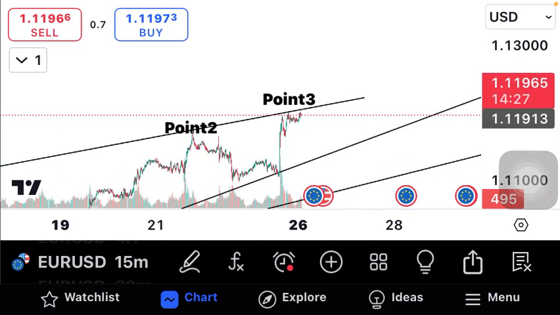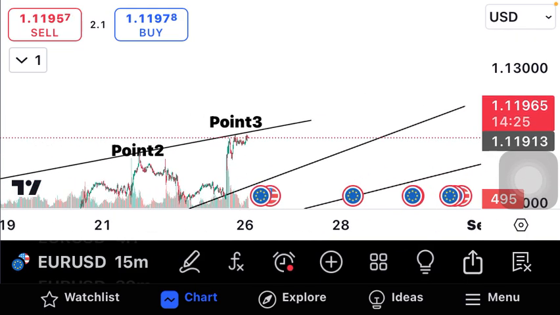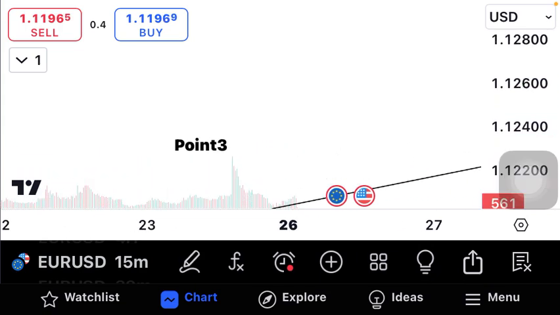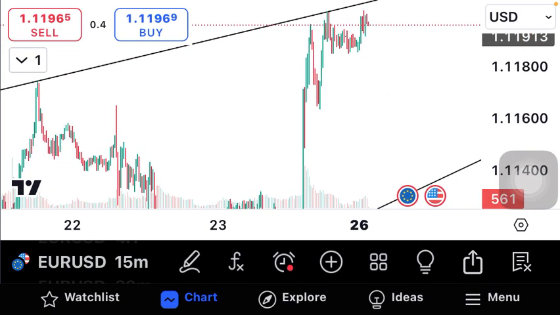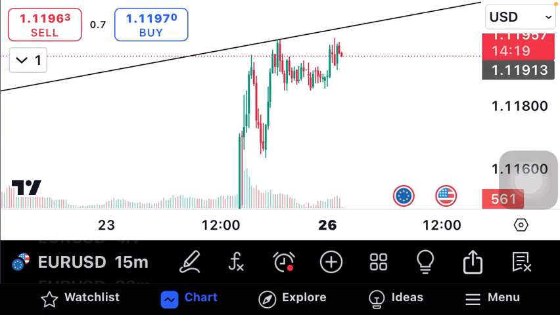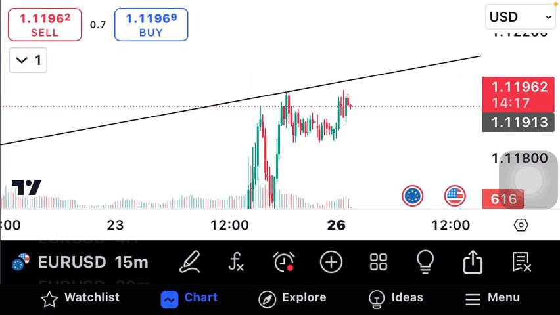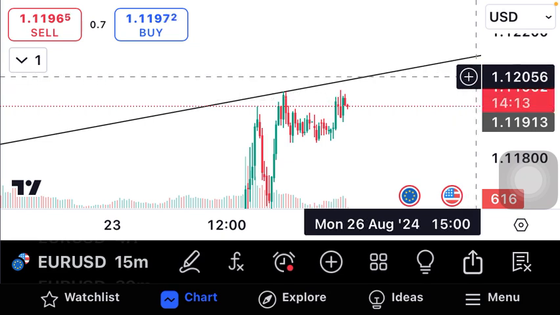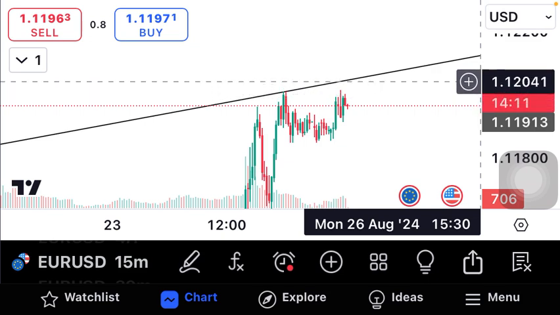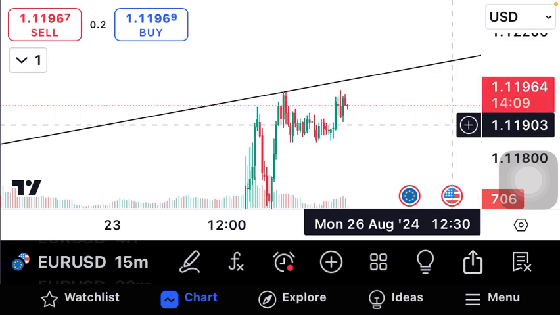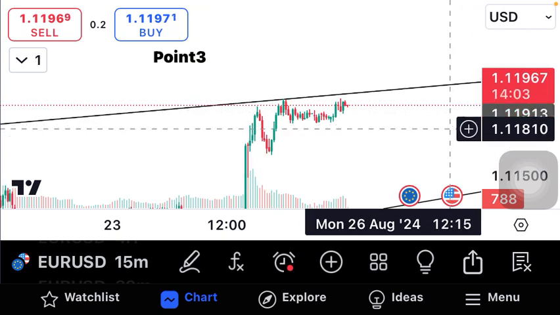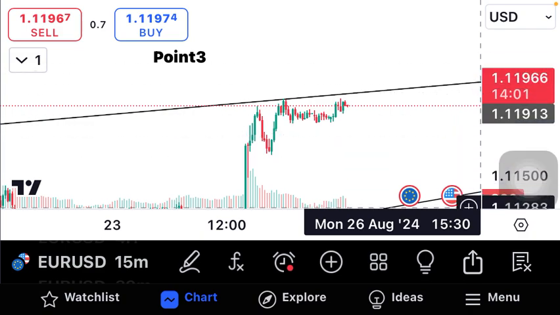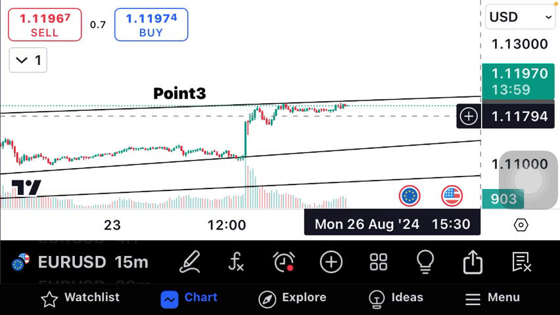Going to the psychological level right now, I might go to another pair to check on that, but it might not be really necessary for now. I'm waiting for a break of this structure. You can see it's even making a higher high. If you can see clearly, it's making a higher high.